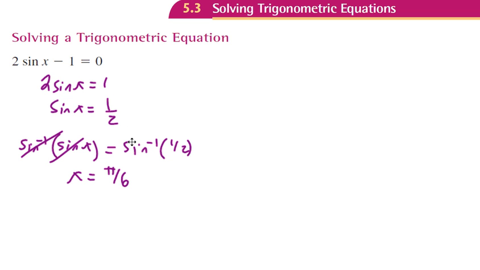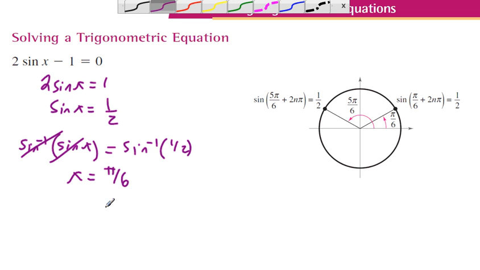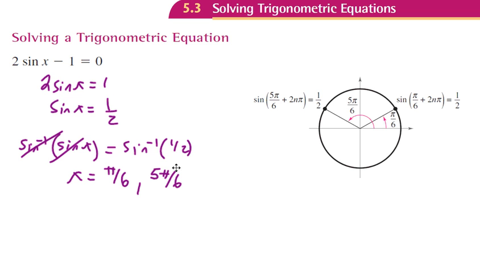But there's actually more than one angle with a sine of 1/2, right? Because sine of pi over 6 is 1/2, but there's another x value. Let me just show you right here. I actually have a little printout of the unit circle. So here's pi over 6, but if you look over here, 5 pi over 6 also gives us 1/2. So there are actually 2 answers here: pi over 6 and also 5 pi over 6. Okay, so those are the 2 answers.